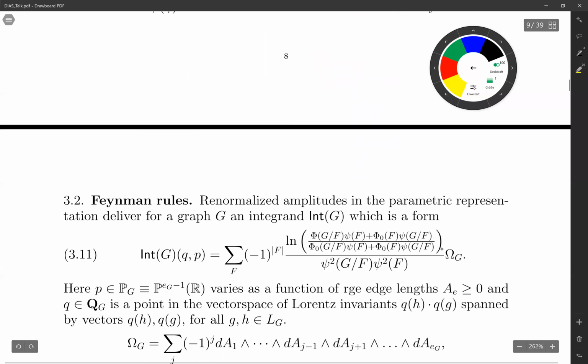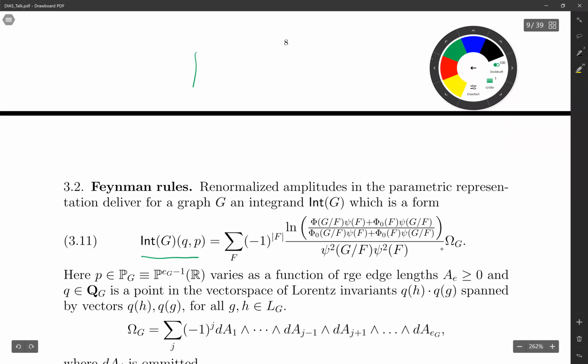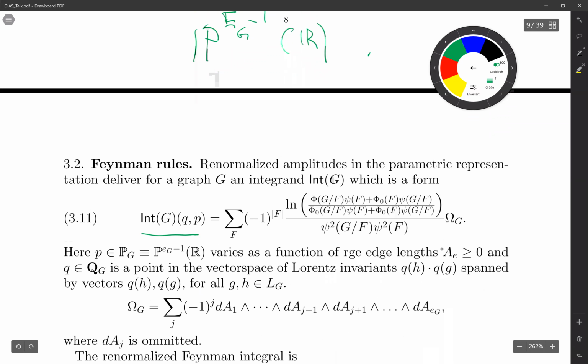So what are your Feynman rules actually, using these polynomials? I define first of all an integrand for you. I don't want to integrate it yet against something. I give you just a form. Int of a graph G, I call it. It depends actually on Q and P. P is actually a point in the projective space P of the number of edges in G minus 1 over the reals. And so this is spanned by your edge length. This is given by your AE variables. And the Q is a joint notation for all the external momenta which you have. And I don't even mention the dependence on the masses because the masses are fixed parameters for me.